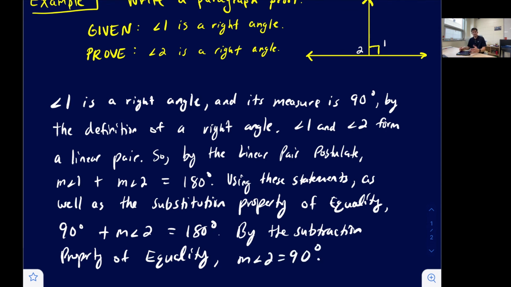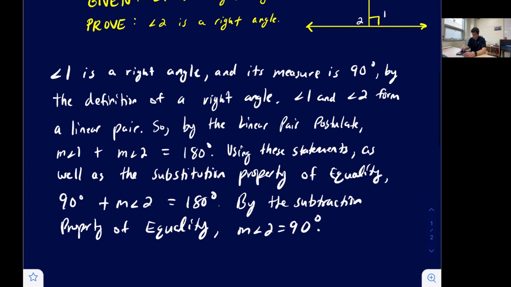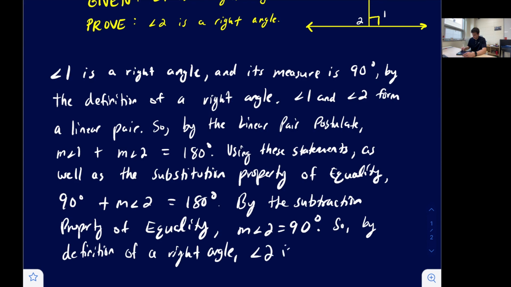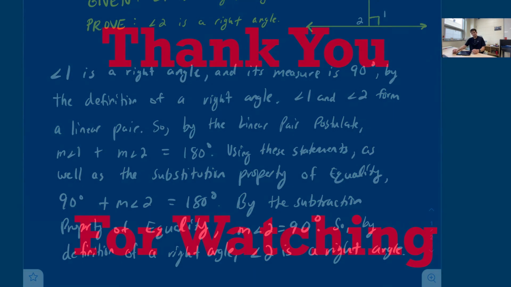90 degrees. So now, by definition of a right angle, angle 2 is a right angle. And that's how you write a paragraph proof.